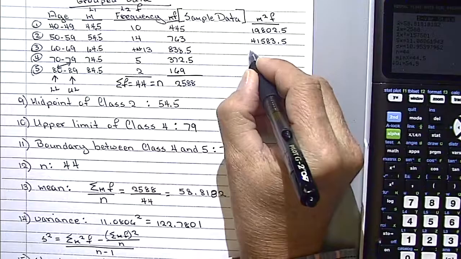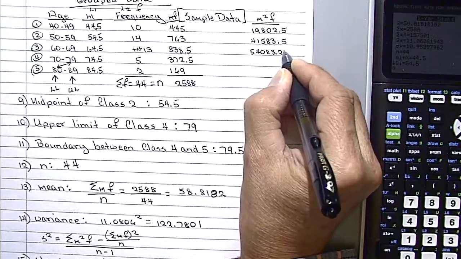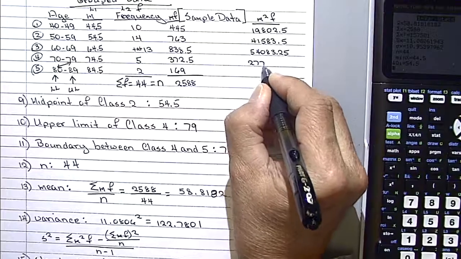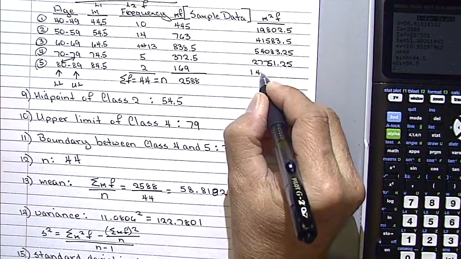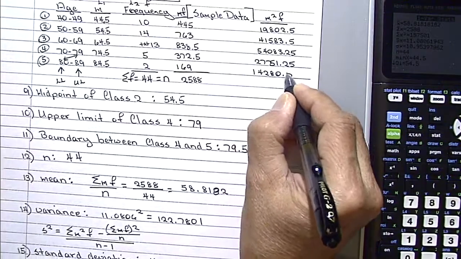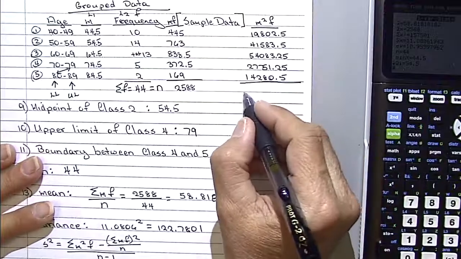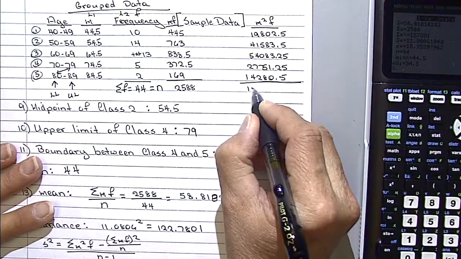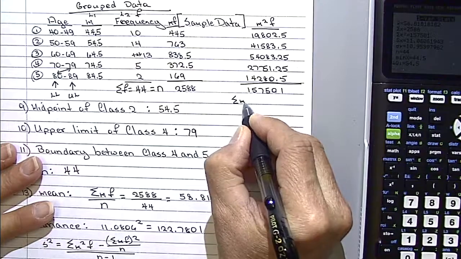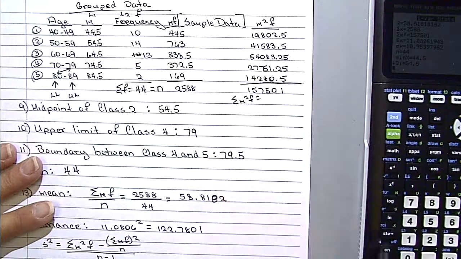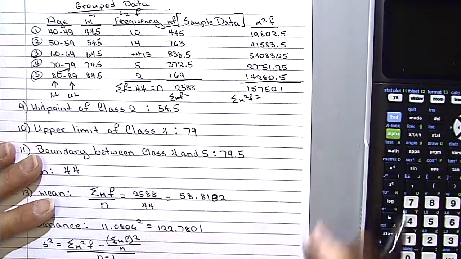41,583.5. And this is 54,083.25. And this is 27,751.25. 14,280.5. And when I add them all together, I get the sum of midpoint squared frequency, which is what I need, and that is 157,501. The sum of midpoint squared frequency. Okay? This is the sum of midpoint frequency. Those are the two numbers I needed.